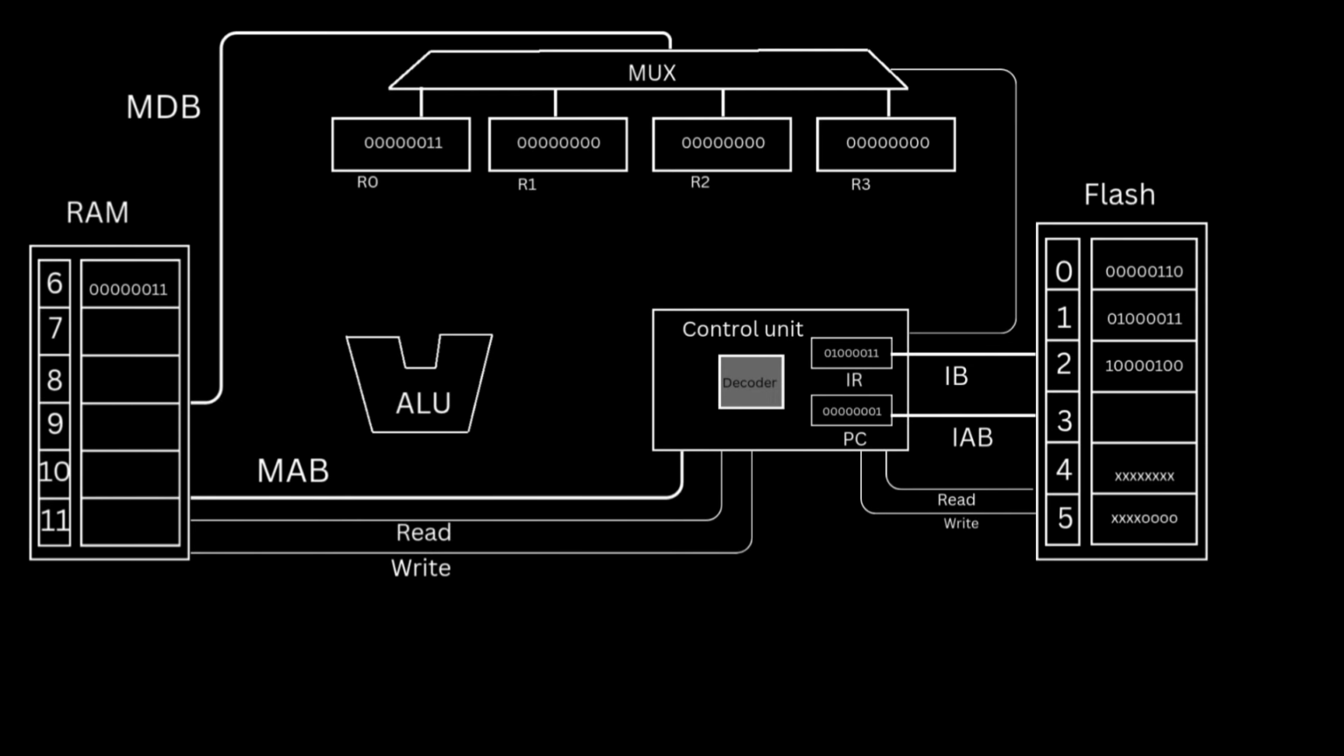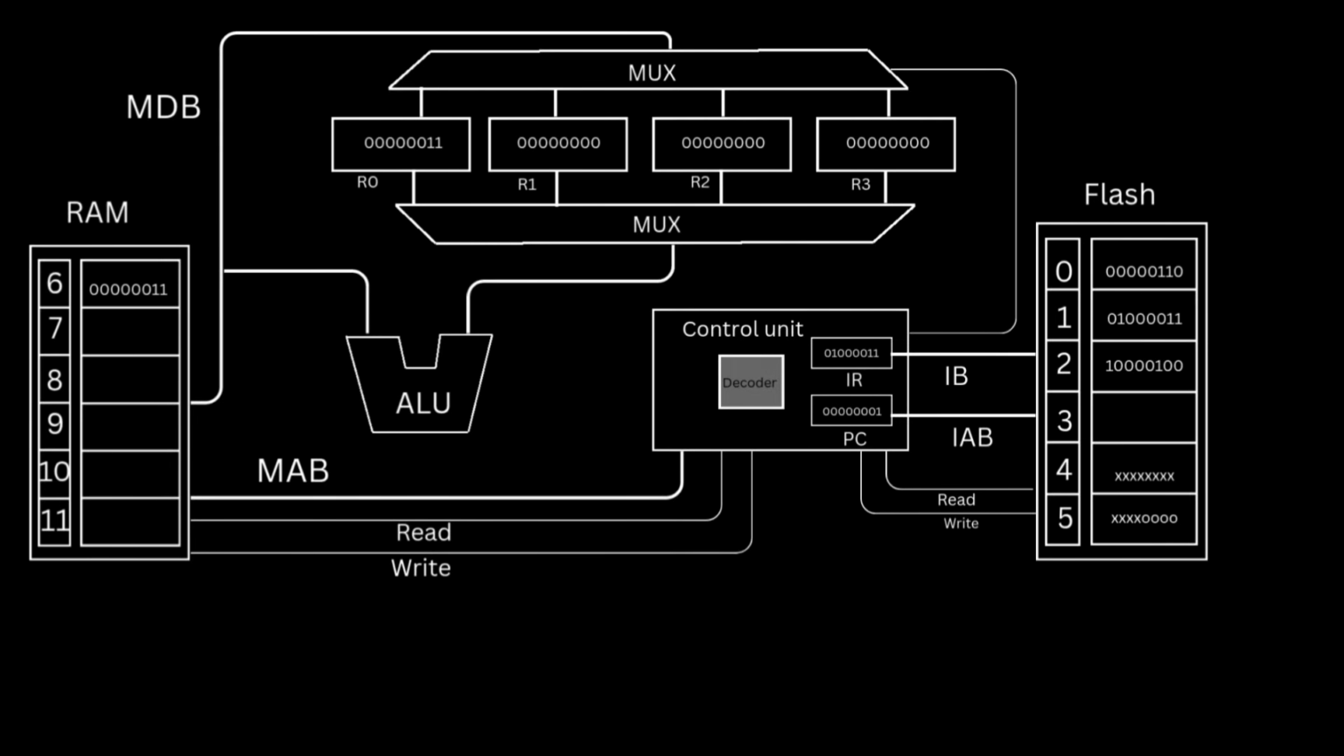To carry out this operation, the control unit makes use of the ALU, the arithmetic and logic unit. Now, the ALU has two input lines. One input is connected to the memory data bus. The second input is connected to another multiplexer, which is used to select the second register whenever the ALU needs to use both inputs. This multiplexer is connected to all the general-purpose registers and is controlled by the control unit.